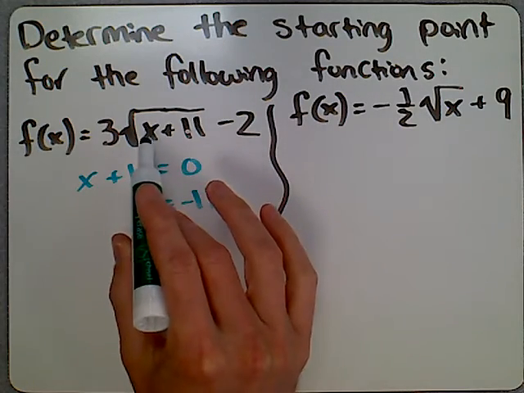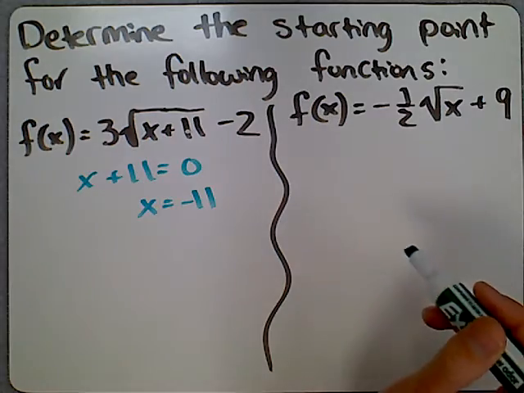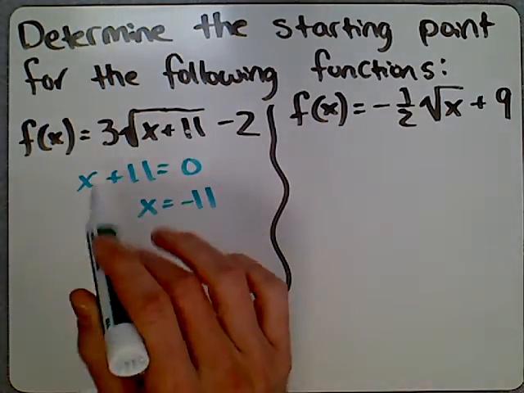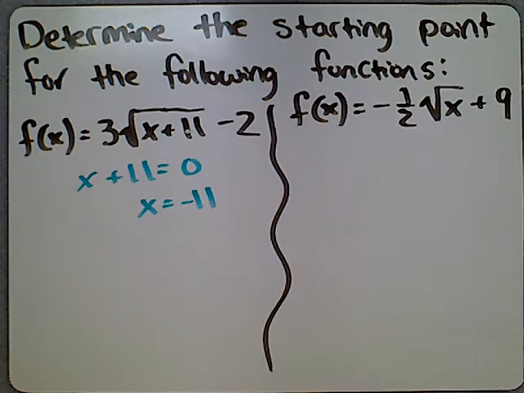You plug in negative 11 there. Negative 11 plus 11 is 0. The square root of 0 is also 0. Times 3 is also 0. And then you just subtract the 2.